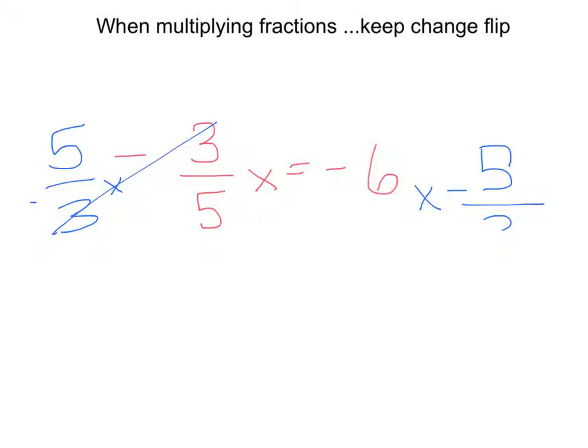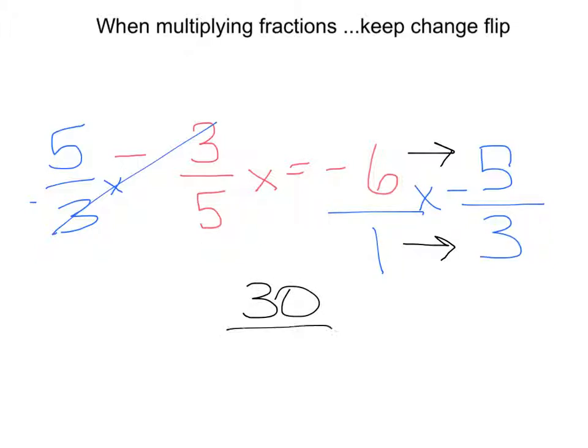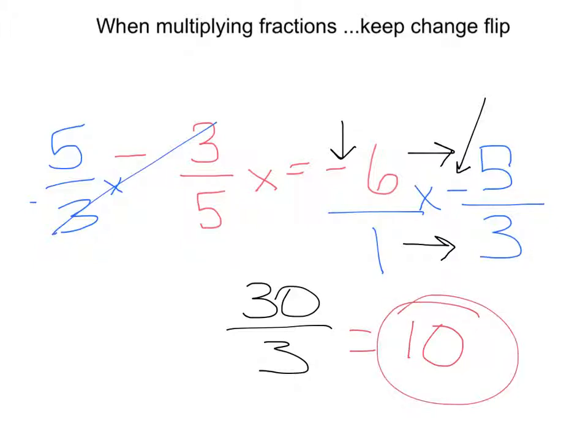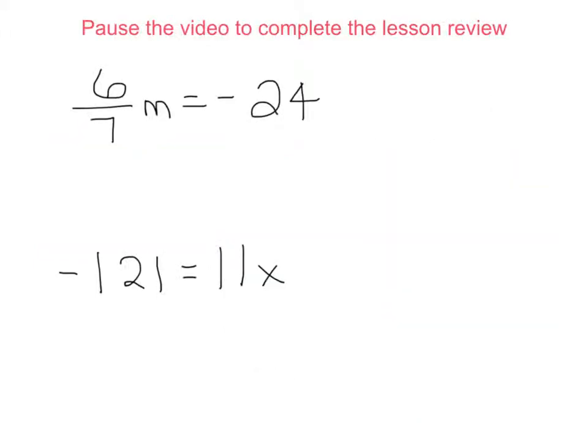So this is going to be, and now you multiply straight across. So we're going to have 30/3. Now we have one negative here and another negative here. A negative times a negative is a positive. So that makes your answer here positive. Now we want to simplify this down. 30 divided by 3 is 10. So your x value is 10.